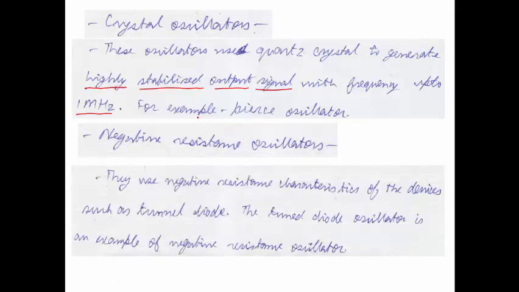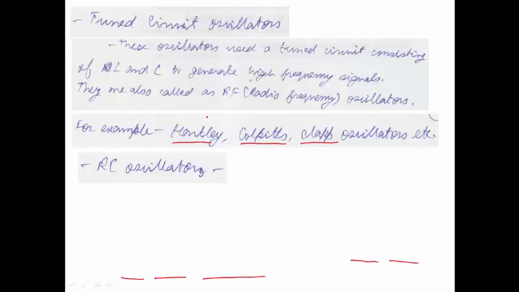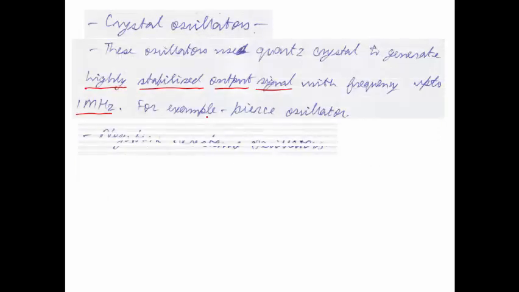Now next is negative resistance oscillators. As we very well know, one of the important diodes which works in the negative resistance region is the tunnel diode, and using that we make an oscillator known as a negative resistance oscillator. They use the negative resistance characteristics of devices such as the tunnel diode. The tunnel diode oscillator is an example of a negative resistance oscillator. This is another type of oscillator, although we do not utilize it much in practice. In practice, most of the time we'll be looking at tuned frequency oscillators, RC oscillators, and crystal oscillators.